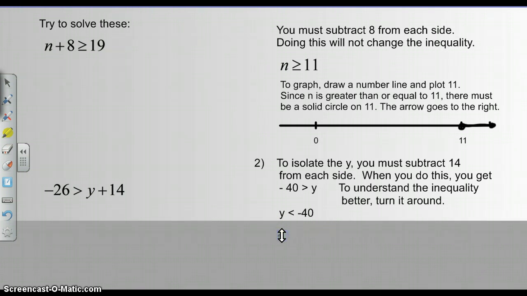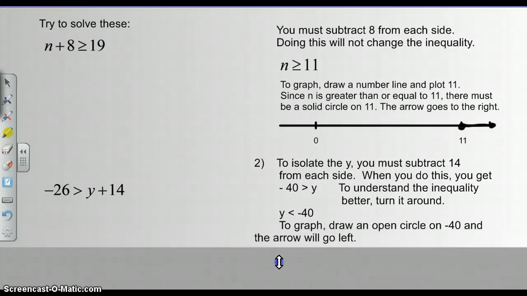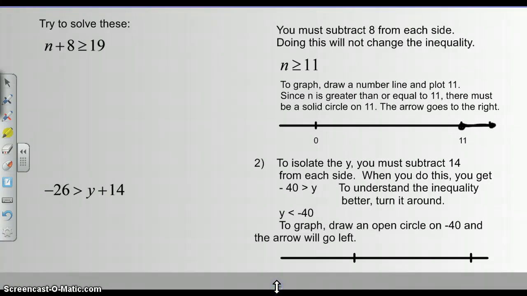Now let's think about graphing this. Graphing this, we want negative 40 on the number line, but we want to go to the left of negative 40 because y is less than negative 40. Because this is a plain less than sign and not a less than or equal to, it will be an open circle on negative 40. So let's do that. Okay. So this is going to be negative 40 right here.